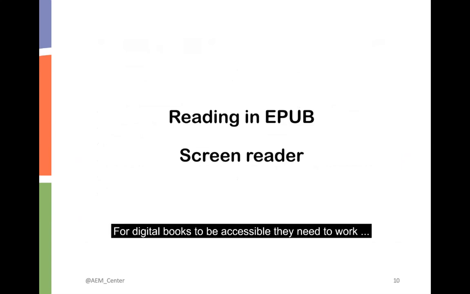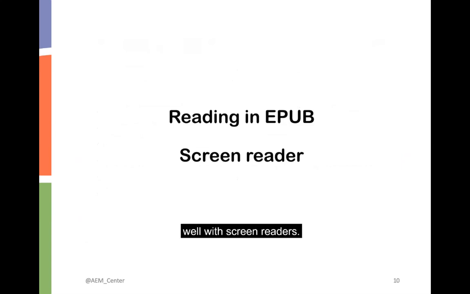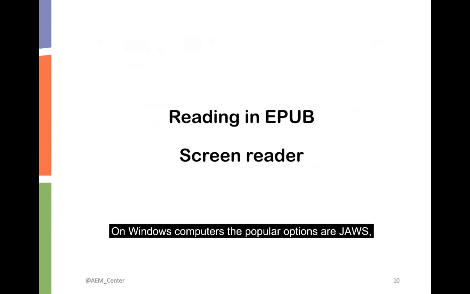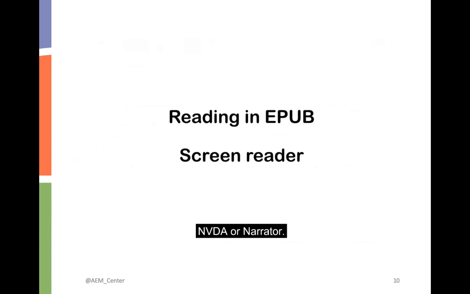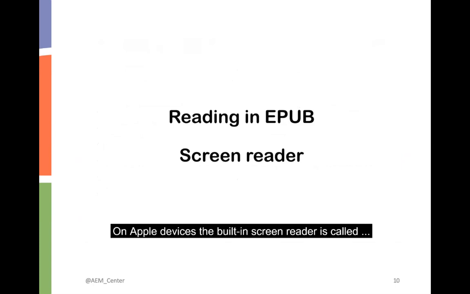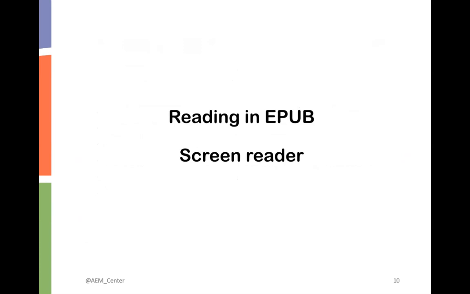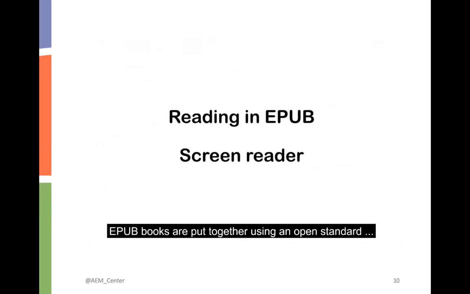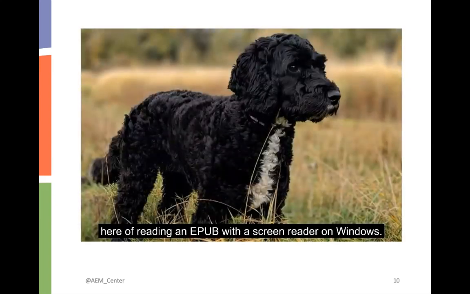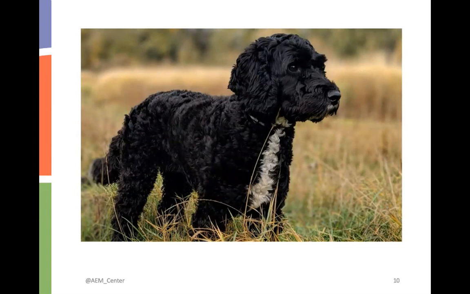For digital books to be accessible, they need to work well with screen readers. On Windows computers, the popular options are JAWS, NVDA, or Narrator. On Apple devices, the built-in screen reader is called VoiceOver, and on Android, it's TalkBack. EPUB books are put together using an open standard based on the web, so it's highly compatible with all of these options. We'll show the principles here of reading an EPUB with a screen reader on Windows.